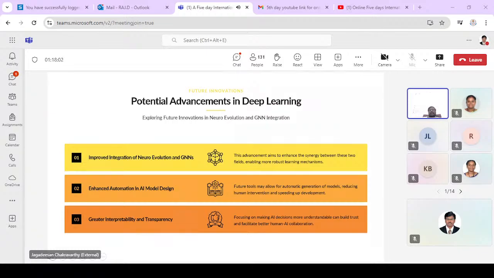That is the mechanism. Then, enhanced automation in AI model design. So we have to make that happen. Future tools may allow for automatic generation of models, reducing human intervention and speeding up development. Last, greater interpretability and transparency: focusing on making AI decisions more understandable can build trust and facilitate better human collaboration. So we are collaborating these two techniques in deep learning.